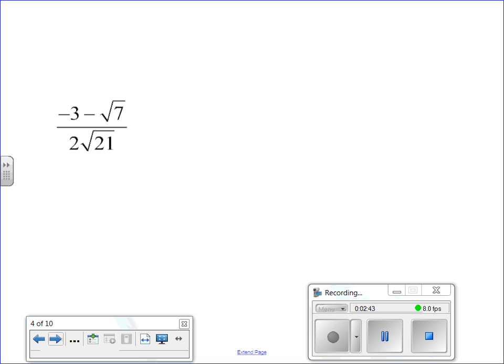So we're going to go ahead and rationalize like we did yesterday. We'll put a square root of 21 here. A square root of 21 here. Again, this numerator has 2 terms. You're going to want to use your parentheses. Grab your calculators. These numbers are about to get a little bit big.